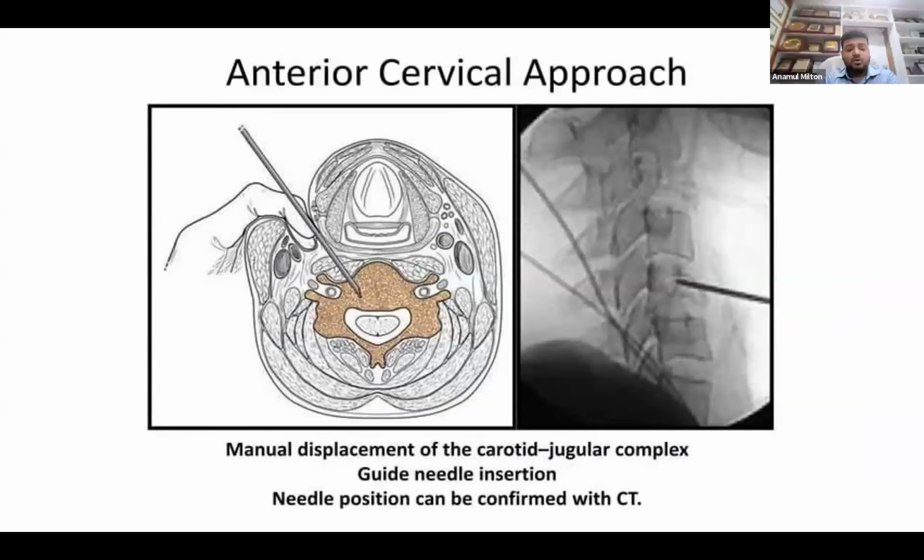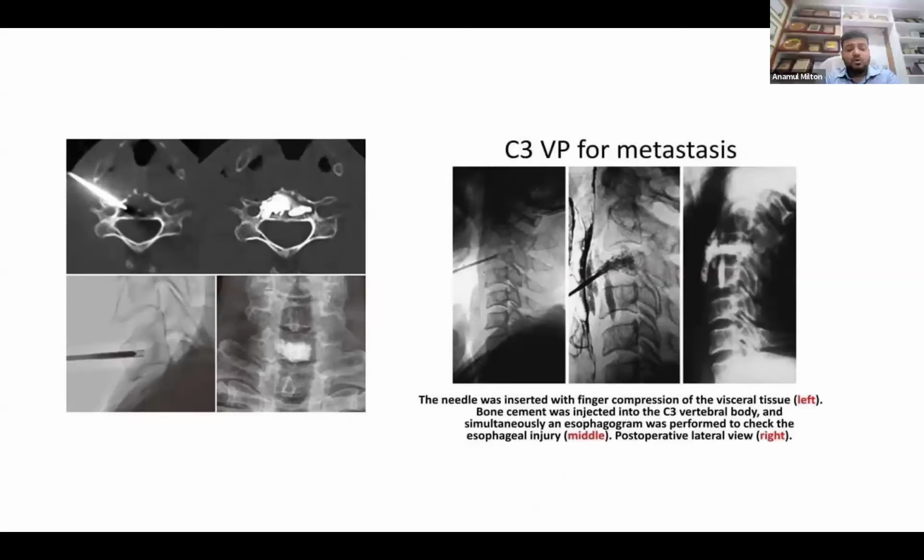So this is the cervical area. We can go through, guarding our vessels. Especially we need to always guard our carotid and jugular vessels, and we should go just in between these areas. We have to go just inside the vertebral body, and we have to give the cement inside the vertebral body.